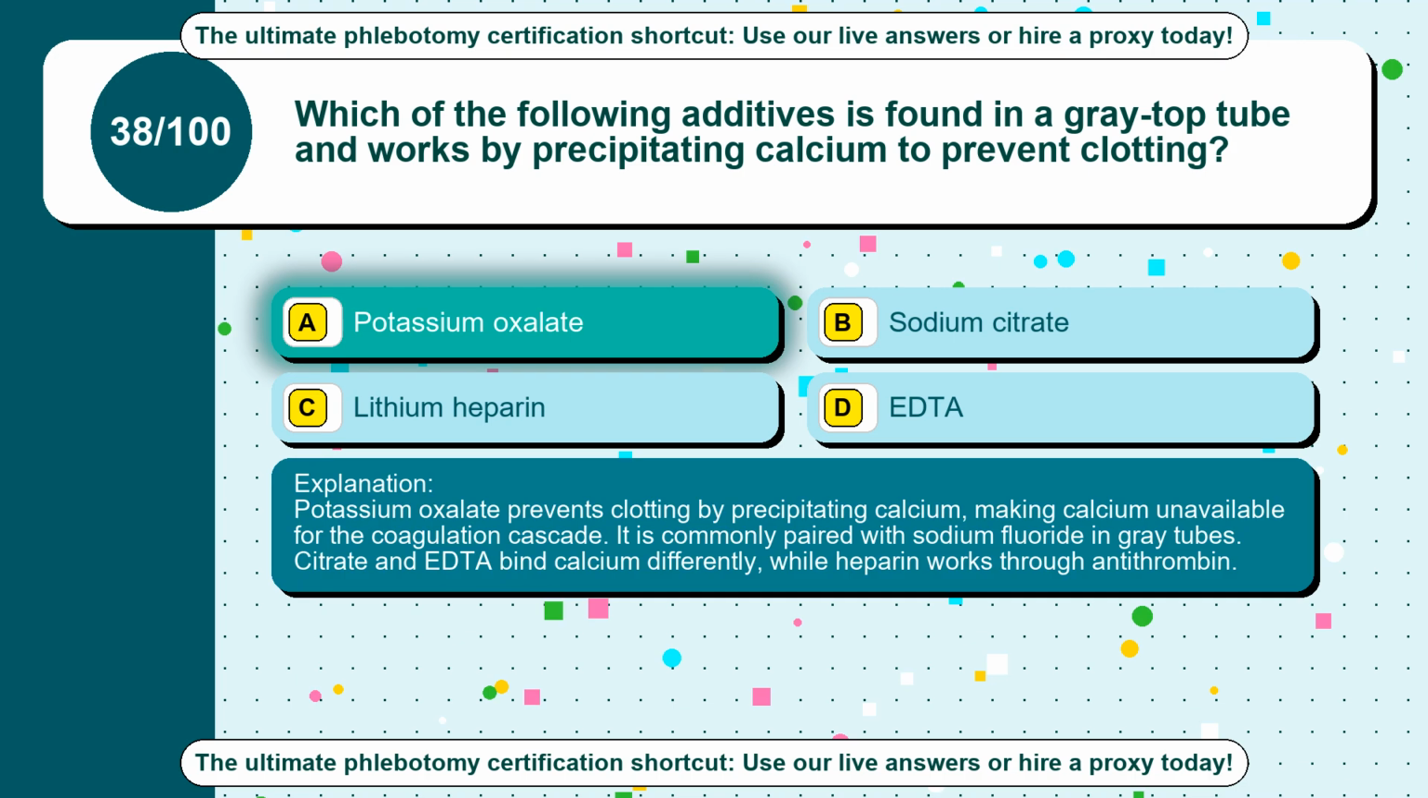Potassium oxalate prevents clotting by precipitating calcium, making calcium unavailable for the coagulation cascade. It is commonly paired with sodium fluoride in grey tubes. Citrate and EDTA bind calcium differently, while heparin works through antithrombin.